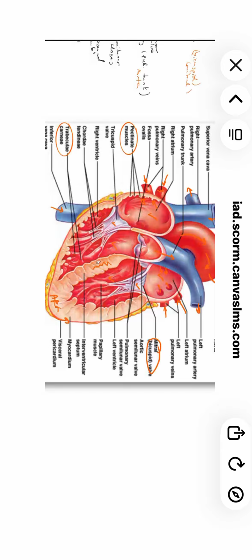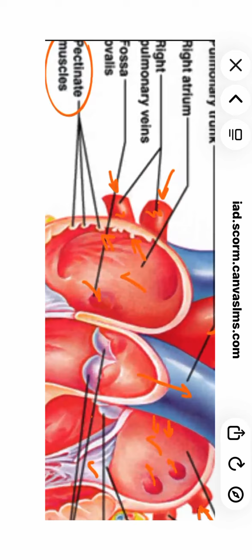There are 2 more structures here that are actually kind of interesting. We can see them here, and then I'll show you on the superficial view as well. Actually, you can only see one, but it's right here. This is called the fossa ovalis. The fossa ovalis was the foramen ovalis.